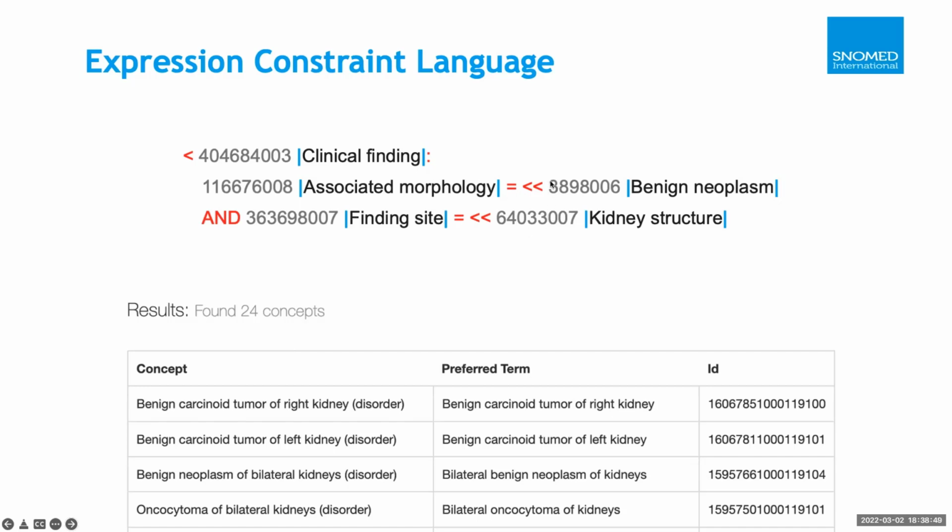You can see the two consecutive less than signs here after the equal sign are quite important, because if we didn't have them, we would search for associated morphology equal to exactly this concept. But because we also want to have more refined concepts included in our query, we need to match also on the subtypes for both of these values.